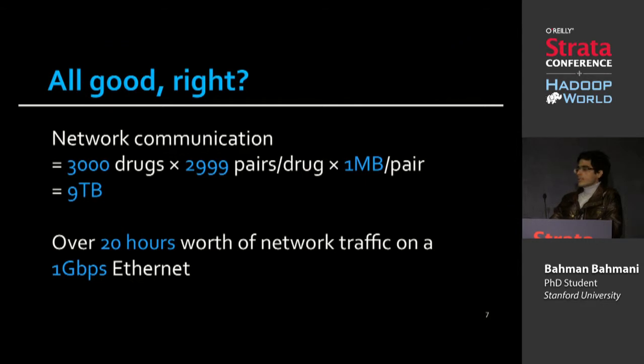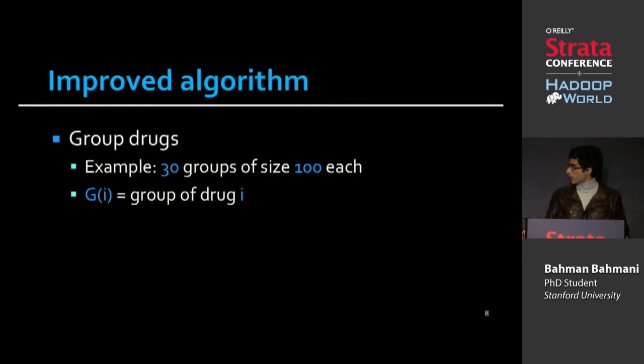And to get a sense, it takes over 20 hours worth of network traffic over a standard 1 gigabit per second Ethernet, which may not be too bad for some applications, but for this application the data fits in the memory of this laptop, so it's pretty small. This is not really acceptable because we have 3,000 drugs, 1 megabyte of data per drug, so it's a total of 3 gigs of data. So let's see if we can do better.